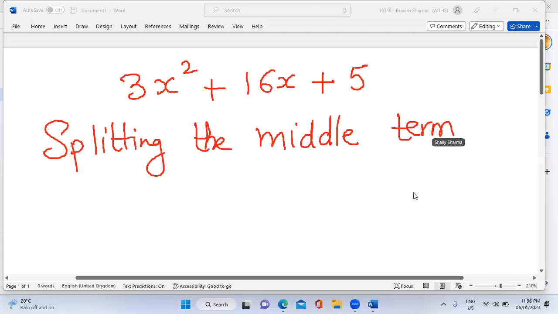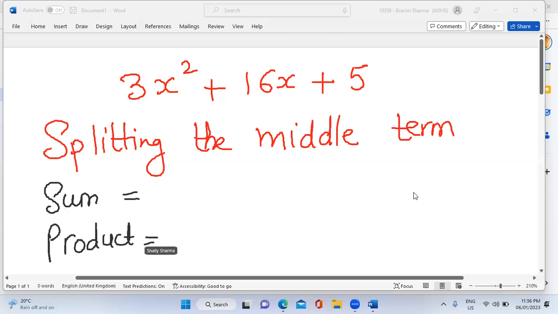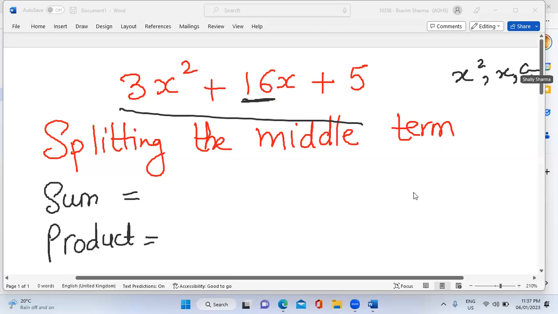Now, what is this method? It is a little bit similar to the factorization of monic quadratic trinomials. We will be learning about two terms, one is the sum and the other is the product. As per the rule, we always call the middle term, the coefficient of x, the sum. Whenever you do factorization of a quadratic trinomial, first see the x squared term, then the term containing x, and then a constant term. So here the middle term's coefficient, plus 16, is the sum.